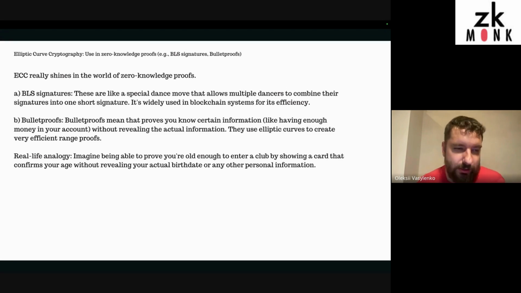Elliptic curve is used in zero knowledge. It's mainly zero knowledge based, like 90% of the elliptic curve cryptography plus polynomials. With it, you can prove that you know certain information without revealing the actual information. It allows you to create efficient range proofs.